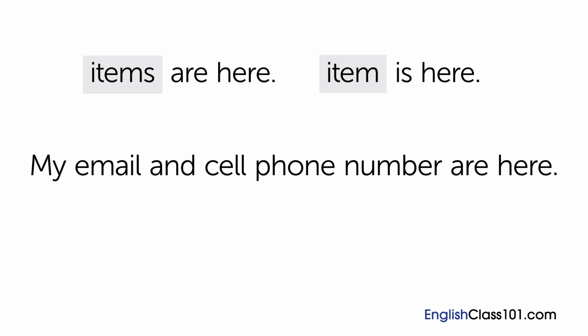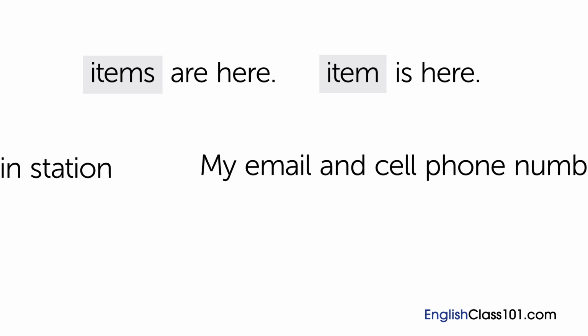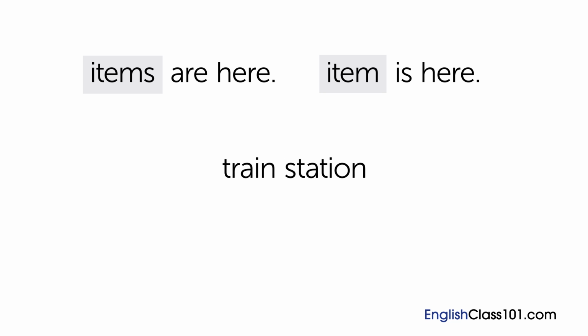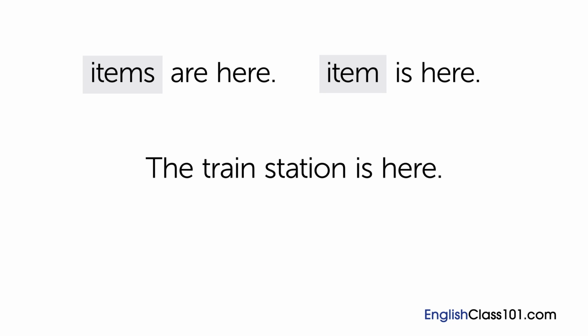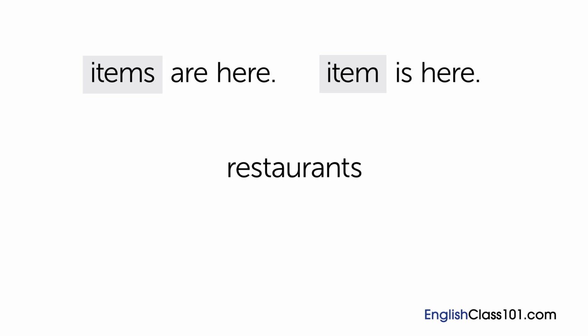If there is more than one item, first list the items and then say are here. If it is just one item you want to draw attention to, first say the item and then say is here. Now you try. Imagine you're looking at a map with your friend and you want to point out the location of the train station. What do you say? The train station is here. What if you want to point out where restaurants are on the map? What would you say?